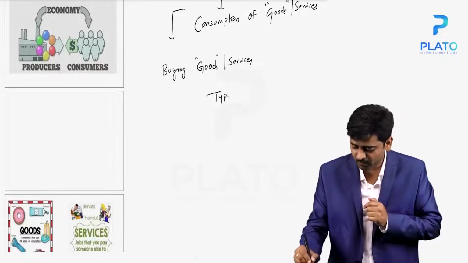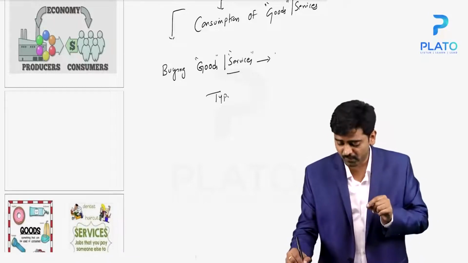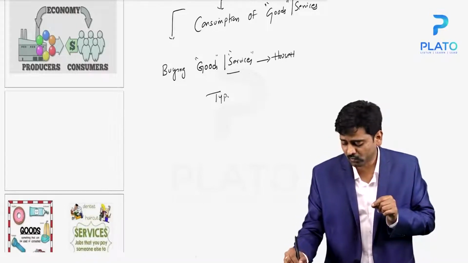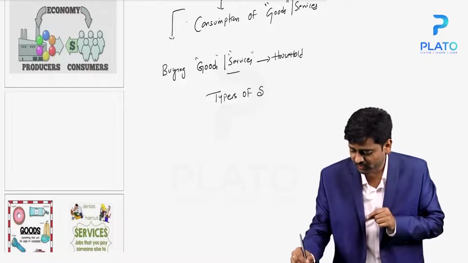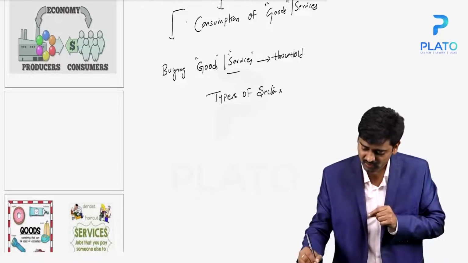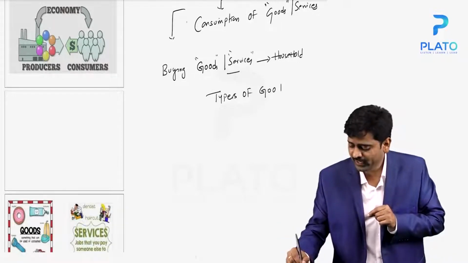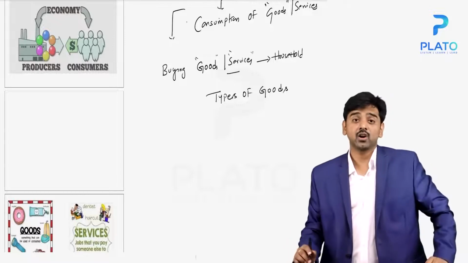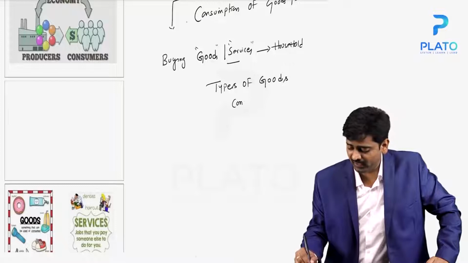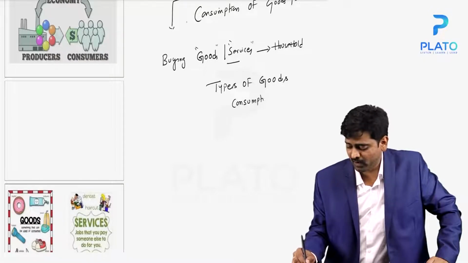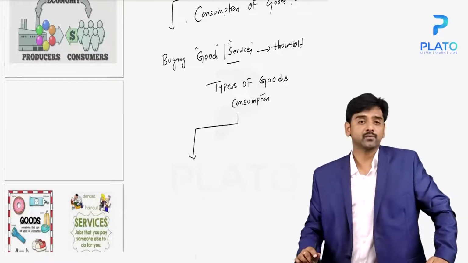There is a good, buying goods, and there is a service. These goods and services are bought by whom? The household sector. So I'm going to discuss types of goods, not types of sectors guys, I'm sorry. How many types of goods are available in the markets? Depending upon our consumption levels, there are two types of goods, guys.